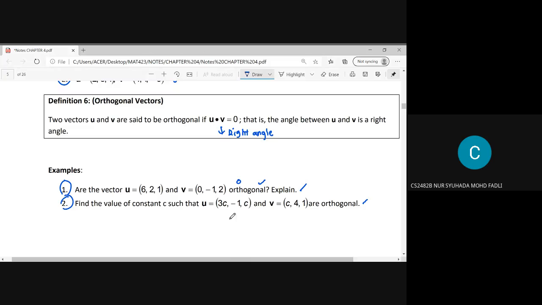1 and negative 4 over 3. C equal to 1 and negative 4 over 3.